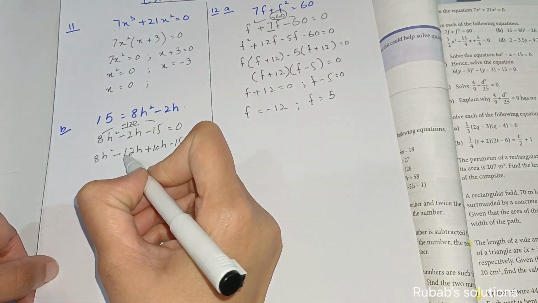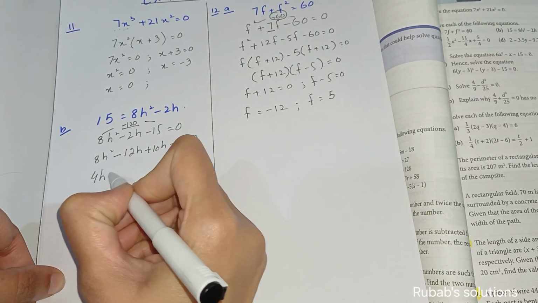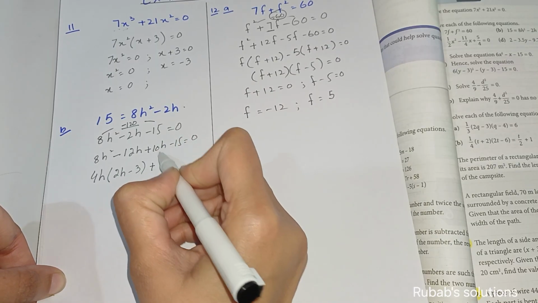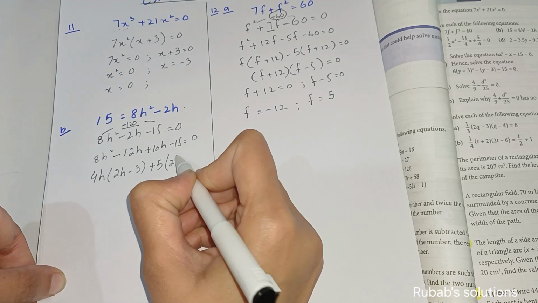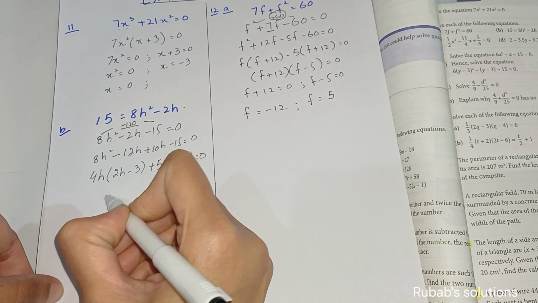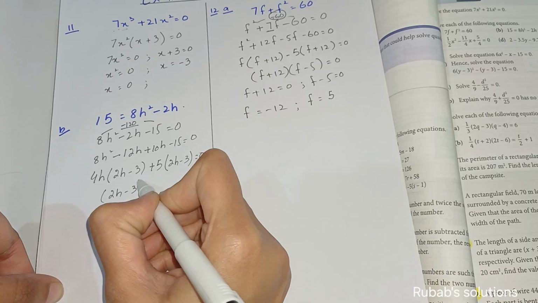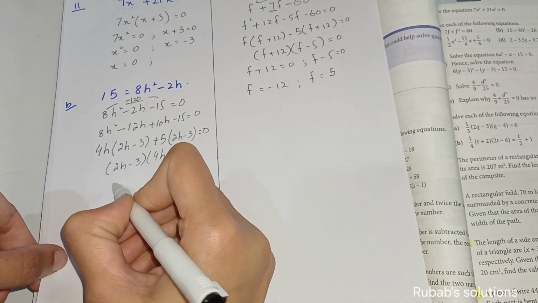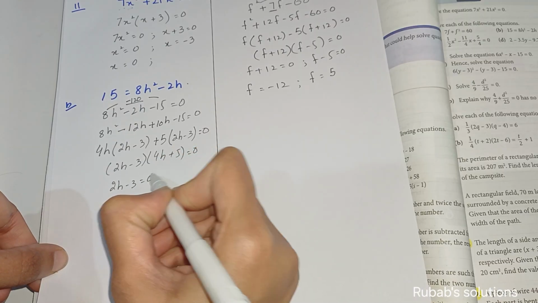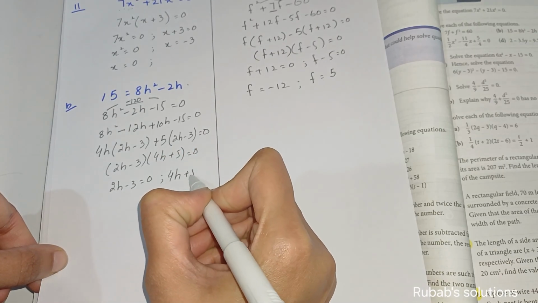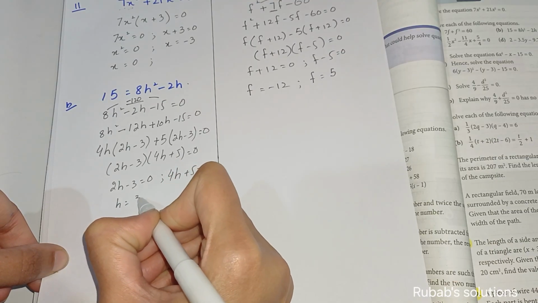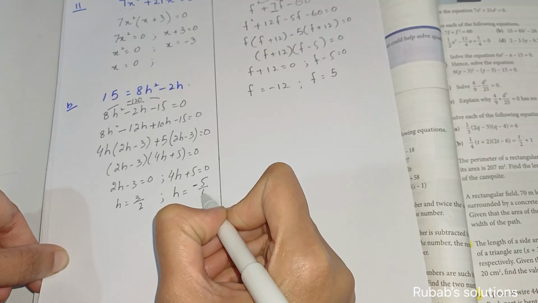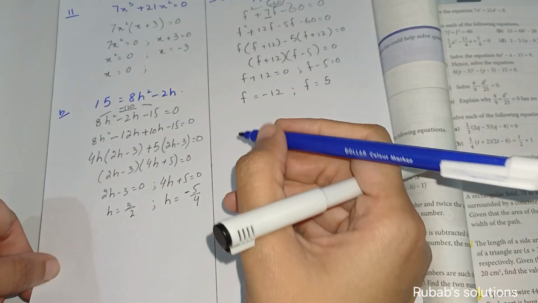From these two numbers I can take 4 common, and with that h common it will remain 2h minus 3, plus from here I can take 5 common, so from here it is 2h minus 3 is equal to 0. So 2h minus 3, and on the other bracket it is 4h plus 5 is equal to 0. So 2h minus 3 is equal to 0 or 4h plus 5 is equal to 0. From here h is equal to 3 by 2, and from this side h is equal to minus 5 by 4. Moving towards part C.